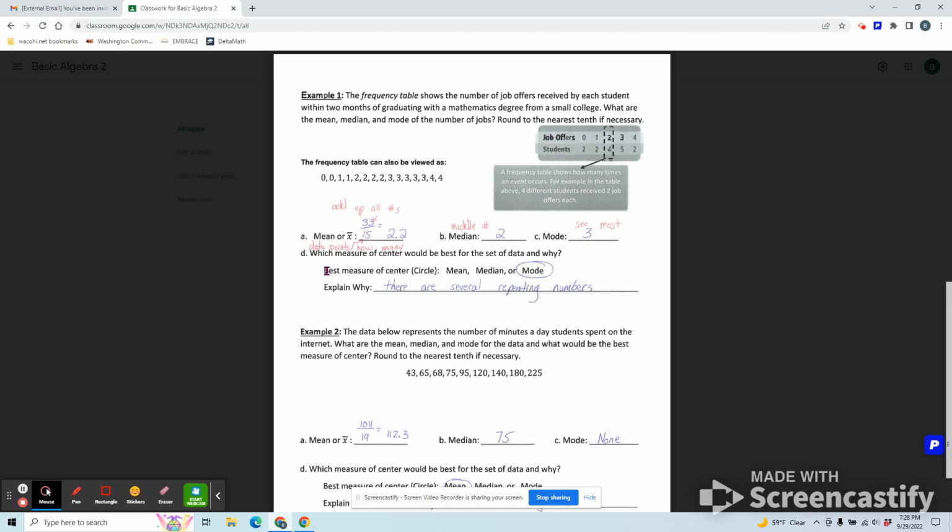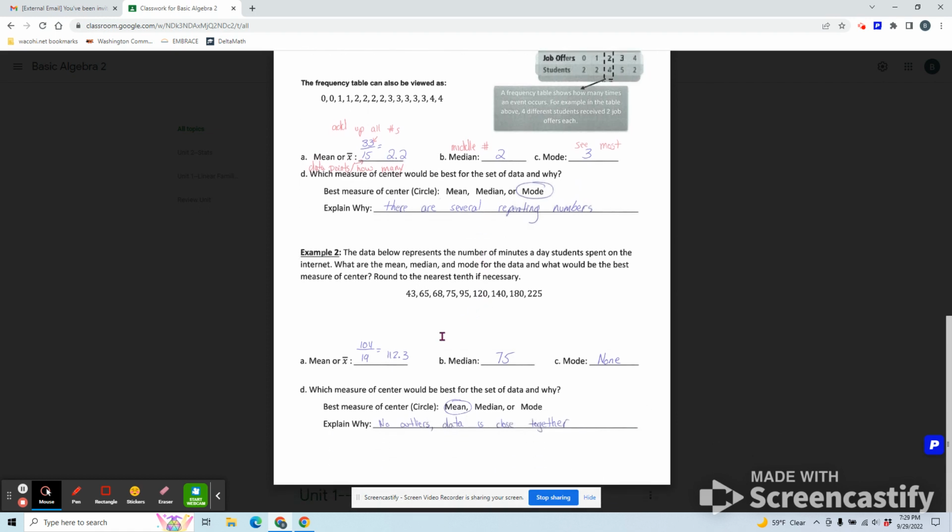And then the last question is asking us to pick the one that best describes the data. So the mean is used when all the numbers are close together. The median is used when I have an outlier. Or the mode is used when I have several numbers that repeat. So because I have several different numbers that repeat, I would say the mode is the best way to describe my data, and that's because there's several repeating numbers.